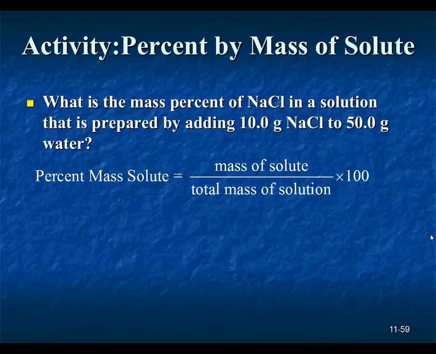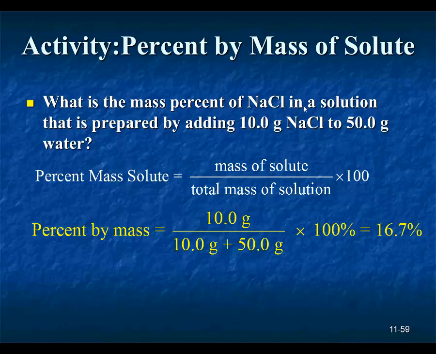Now let's consider if we want to find, let's say, the mass percent of sodium chloride table salt in a solution that's prepared by taking 10 grams of sodium chloride to 50 grams of water. In that case, your mass of the solute, which is the sodium chloride, would be 10 grams. And then if I take the mass of the solute plus the mass of the solvent, which was the 50 grams of water, multiplied by 100, it gives me 16.7% by mass.